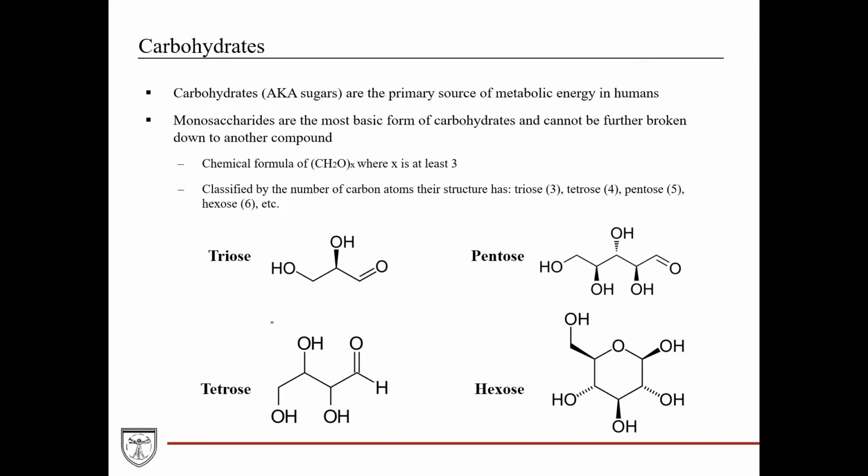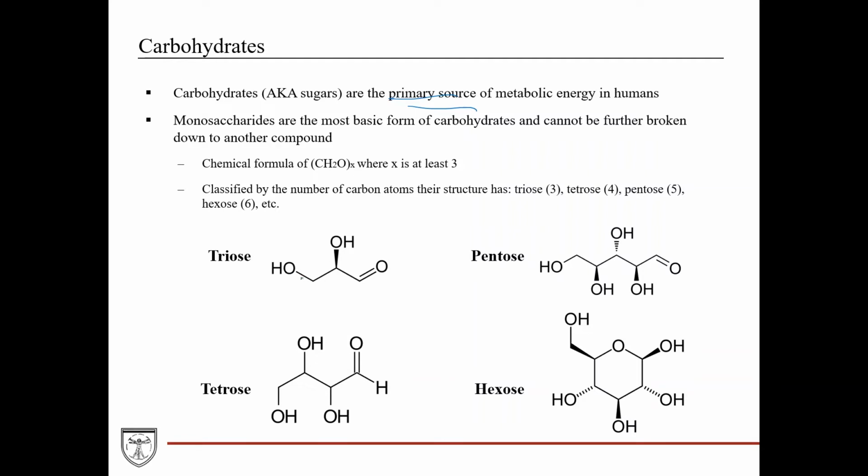So first, the nuts and bolts of carbohydrates. Carbohydrates, also known as sugars, are the primary source of metabolic energy in humans. Monosaccharides are the most basic form of carbohydrates, because they cannot be further broken down into another compound. The chemical formula is (CH2O)x, where x is at least 3, so you can't have this be a 1 or a 2. And then they're classified by the number of carbon atoms their structure has.